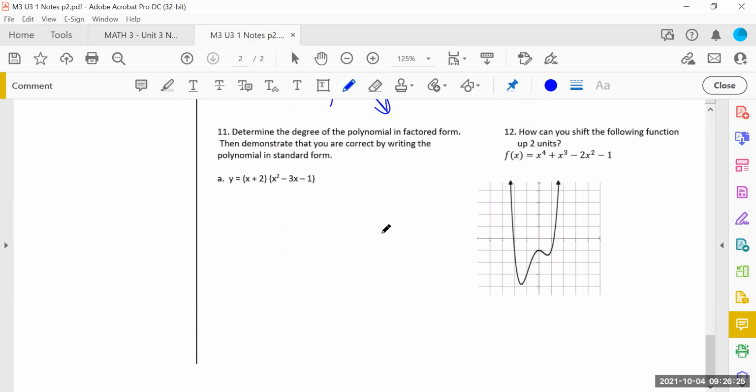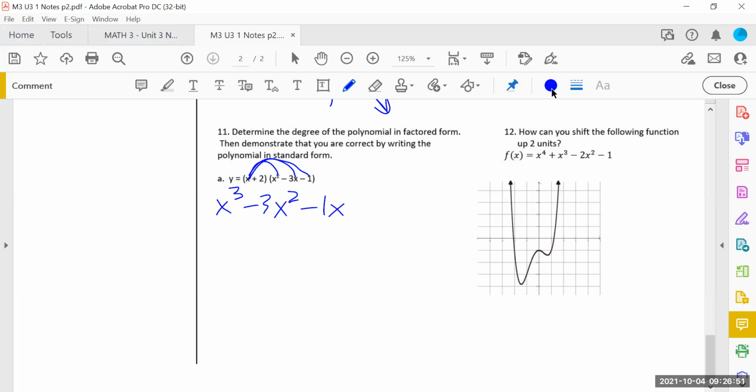It's been factored. So if I want to know what the leading coefficient is and what the degree is overall, I need to multiply it out. Okay, so again, follow along here. Let's try it. If I multiply this out, x times x squared is x cubed. x times negative 3x is negative 3x squared. x times negative 1 is negative 1x.